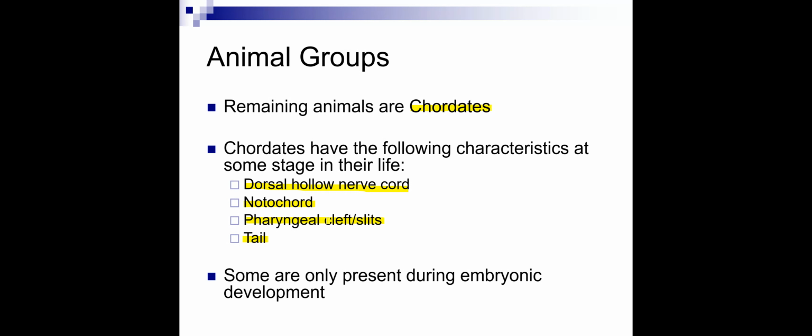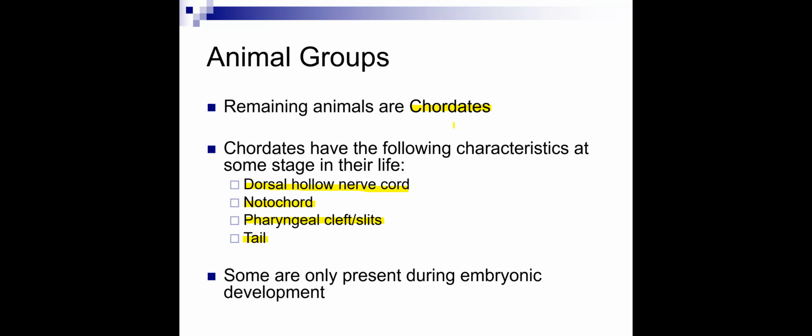The pharyngeal clefts or slits, these kind of look like gills in an embryo. For us, they become part of our inner ear, but for some animals, they do become actually gills. And then we all had a tail at some point, okay, as an embryonic stage. Some of them keep the tail, some of them don't.